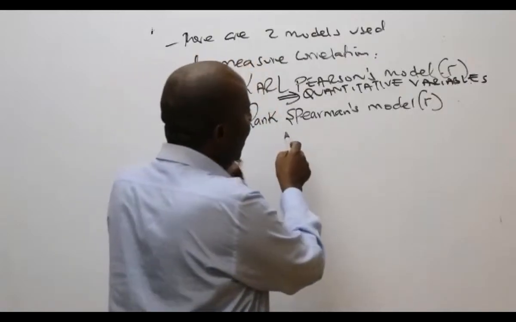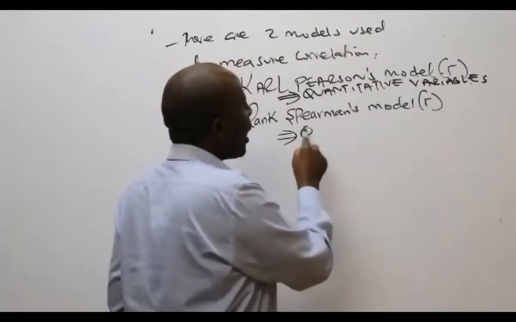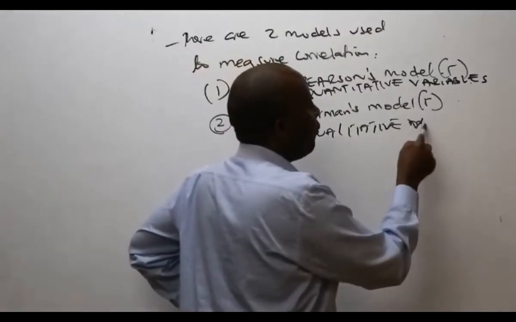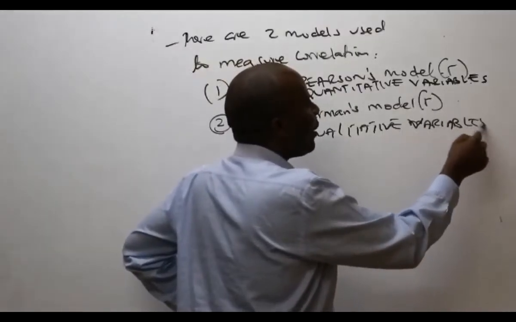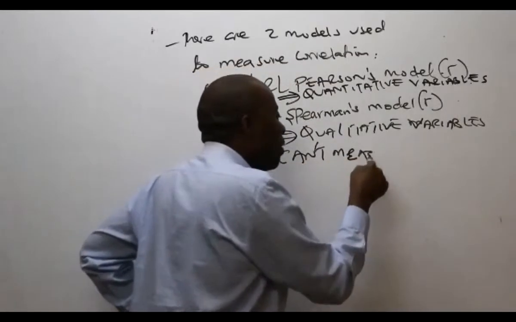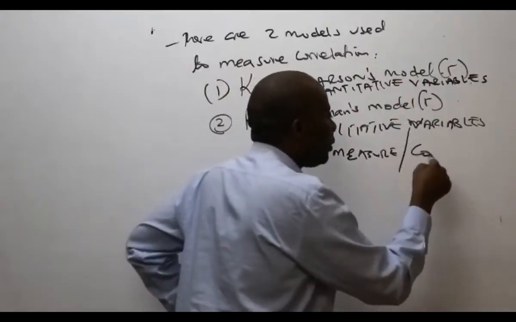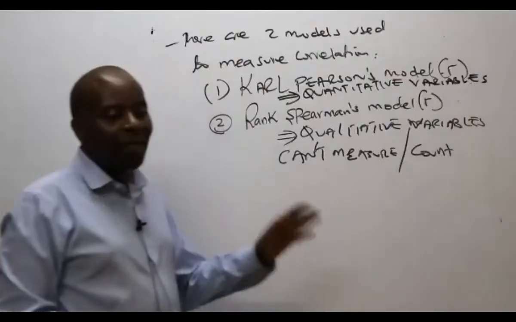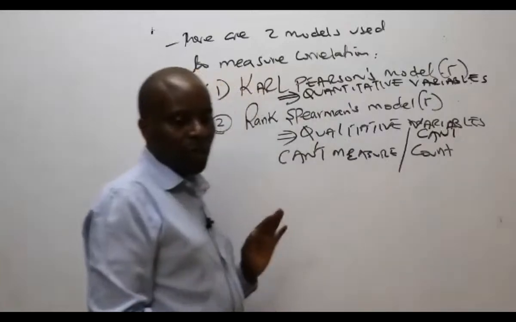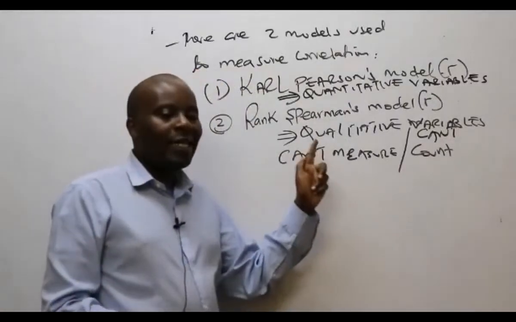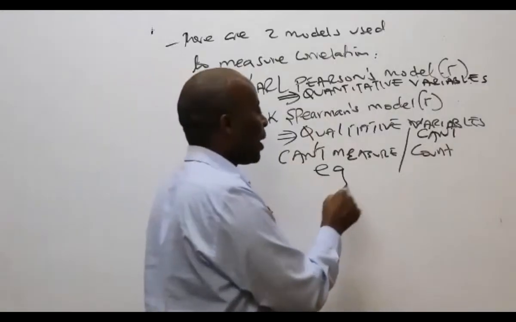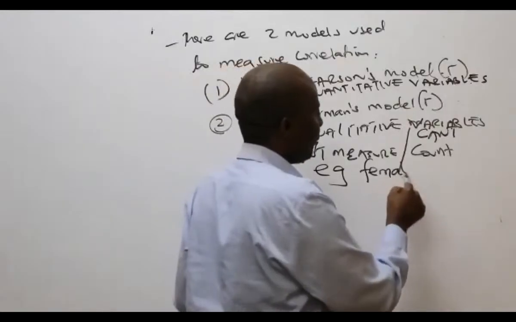How about Spearman's? We normally use the Rank Spearman's model, ladies and gentlemen, to capture what we call qualitative variables. Qualitative variables are those variables you cannot measure, you cannot count. Those variables that you can't measure, you can't count are called what here, somebody? Qualitative variables. A very good example of a qualitative variable, ladies and gentlemen, is female beauty.